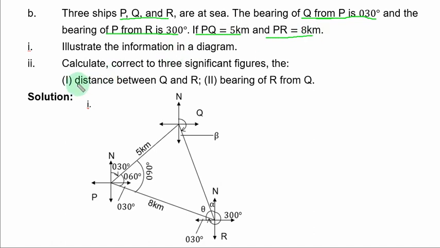Part 1 of Roman numeral 2: the distance between Q and R. Part 2 of Roman numeral 2: the bearing of R from Q. So you have to start from here.